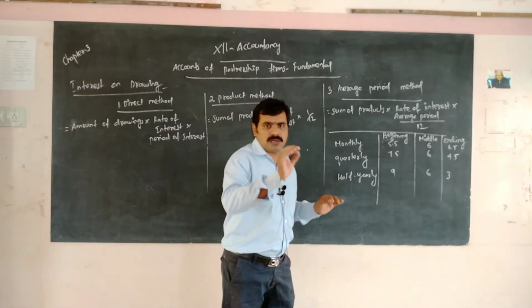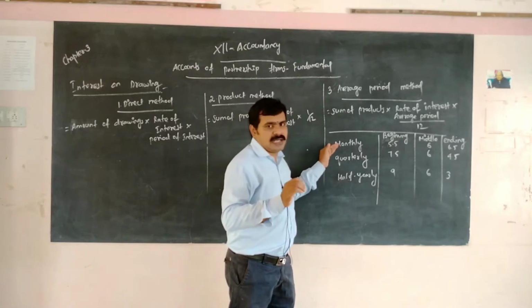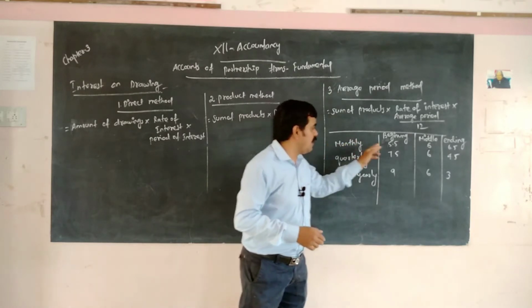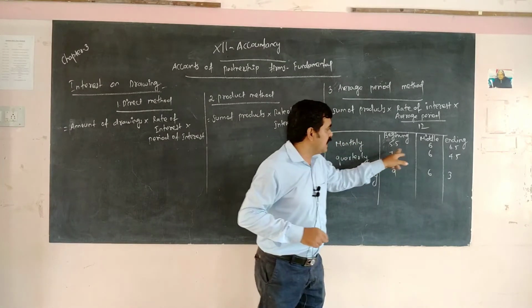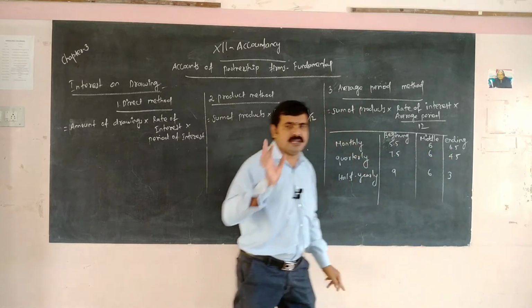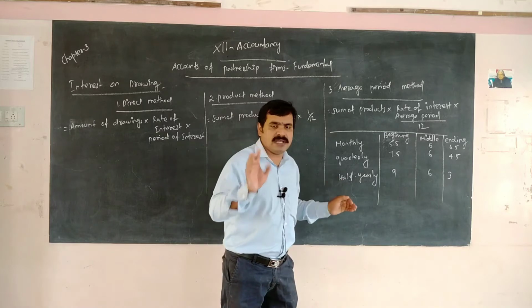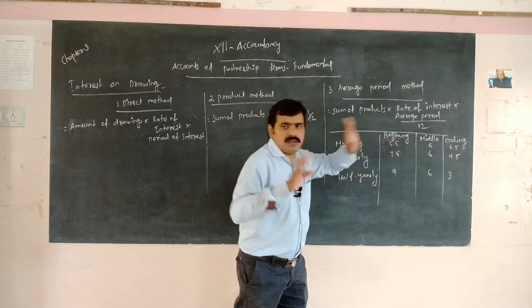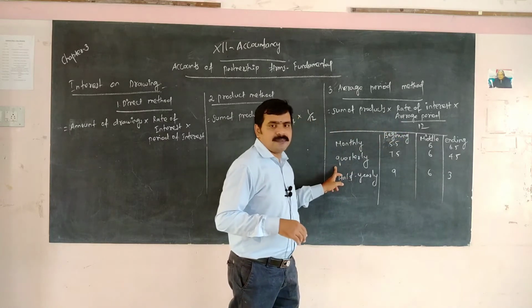Okay, so if a person takes it at the beginning of the month, we take 5.5. Then if taken in the middle of the month, we take 6. If taken at the end, we take 6.5. Okay, so 6.5 divided by 12. Then quarterly.